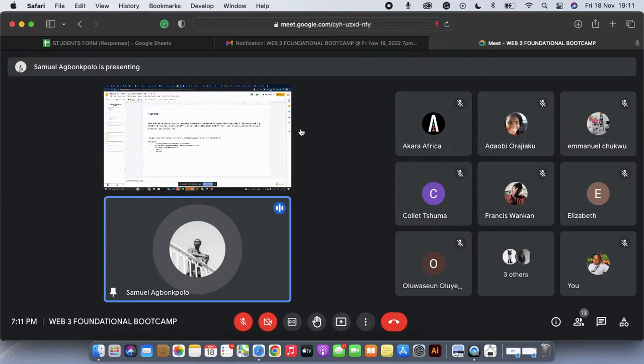So today we're talking about gas fees on the Ethereum blockchain. Gas, by definition, is required to perform any computation on the Ethereum blockchain.